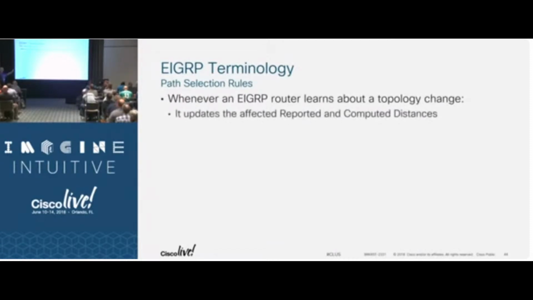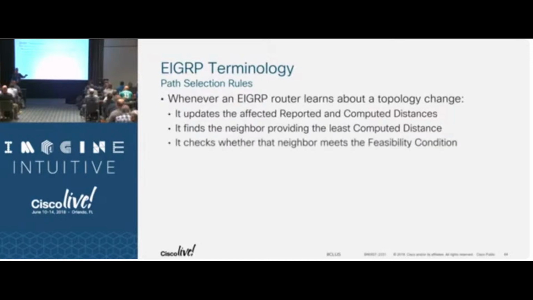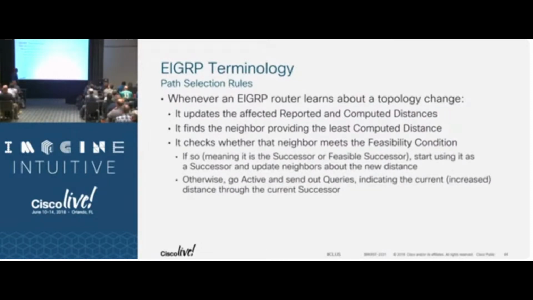Whenever you learn about the topology change, the first thing you do, you update your topology table and compute the new distances. Then you search the topology table, the whole one, and point to the neighbor that provides the least distance. You identify the neighbor. At this stage, you don't care if it's a feasible successor or not. You just identify it. And once you have identified it, then you ask, does he pass the feasibility condition? If yes, use it, golden. If not, go active. Because you don't want to miss the opportunity to use a shorter path if available. Right? This is what happens.